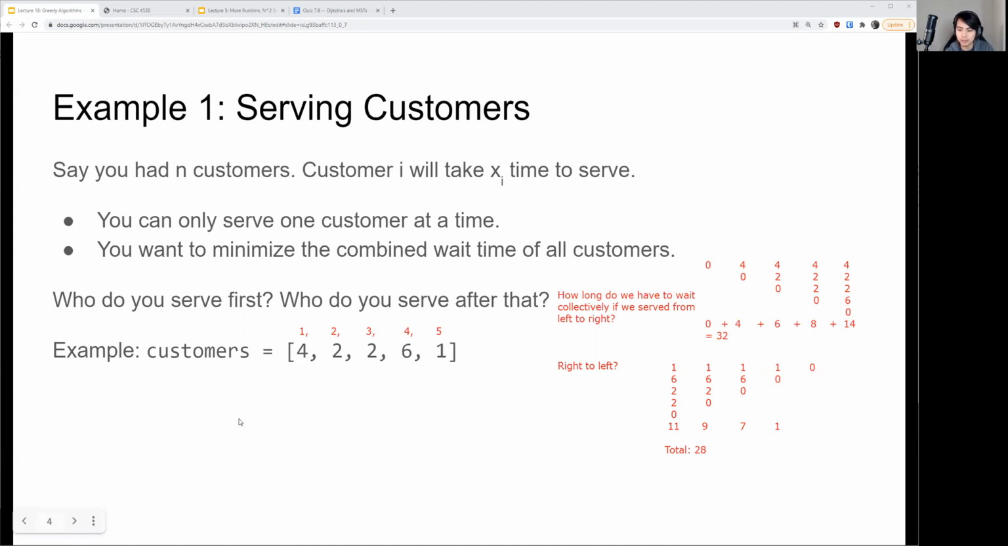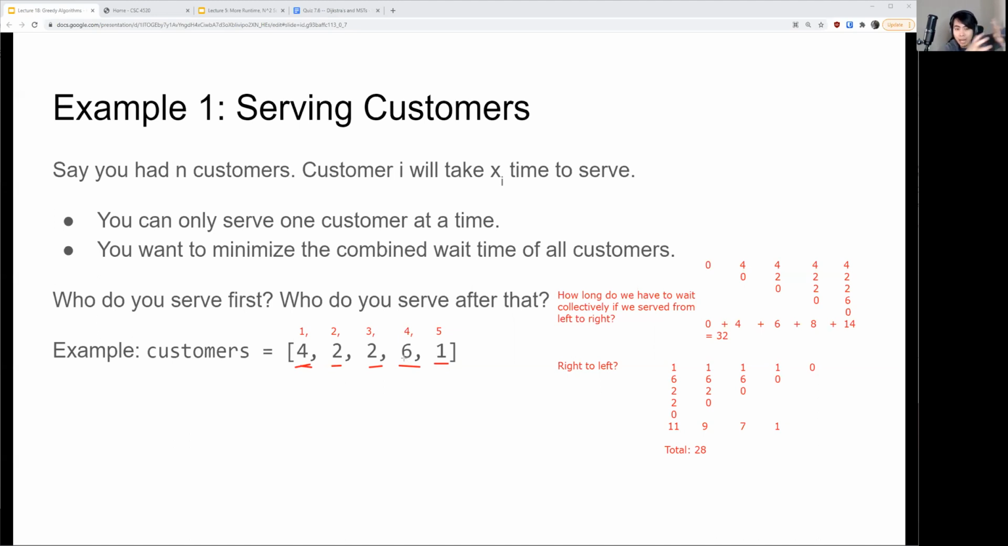What do you think? So people are telling me, let's serve the person with the least amount of wait time first, and then the people with the second least, right? And then the third least, and then the person who takes the longest goes last, right? Collectively, that makes sense because the person who takes the longest time to serve is fundamentally going to cause everyone else to take a lot of time, right?